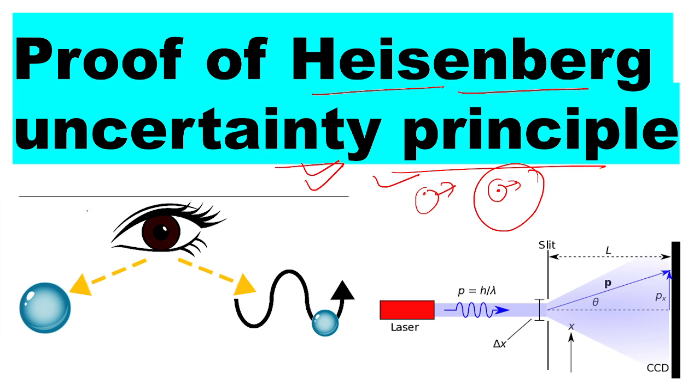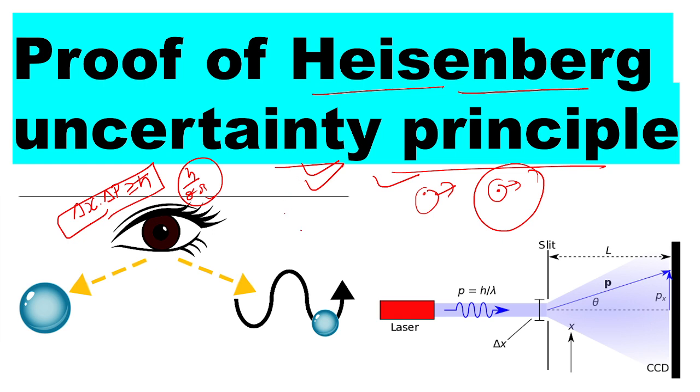And what is the Heisenberg uncertainty principle? It is that we cannot measure the uncertainty in position and momentum simultaneously. It means that the product is greater than or equal to h cross, which is equal to h over 2 pi. So in this video we are going to prove the Heisenberg uncertainty principle.